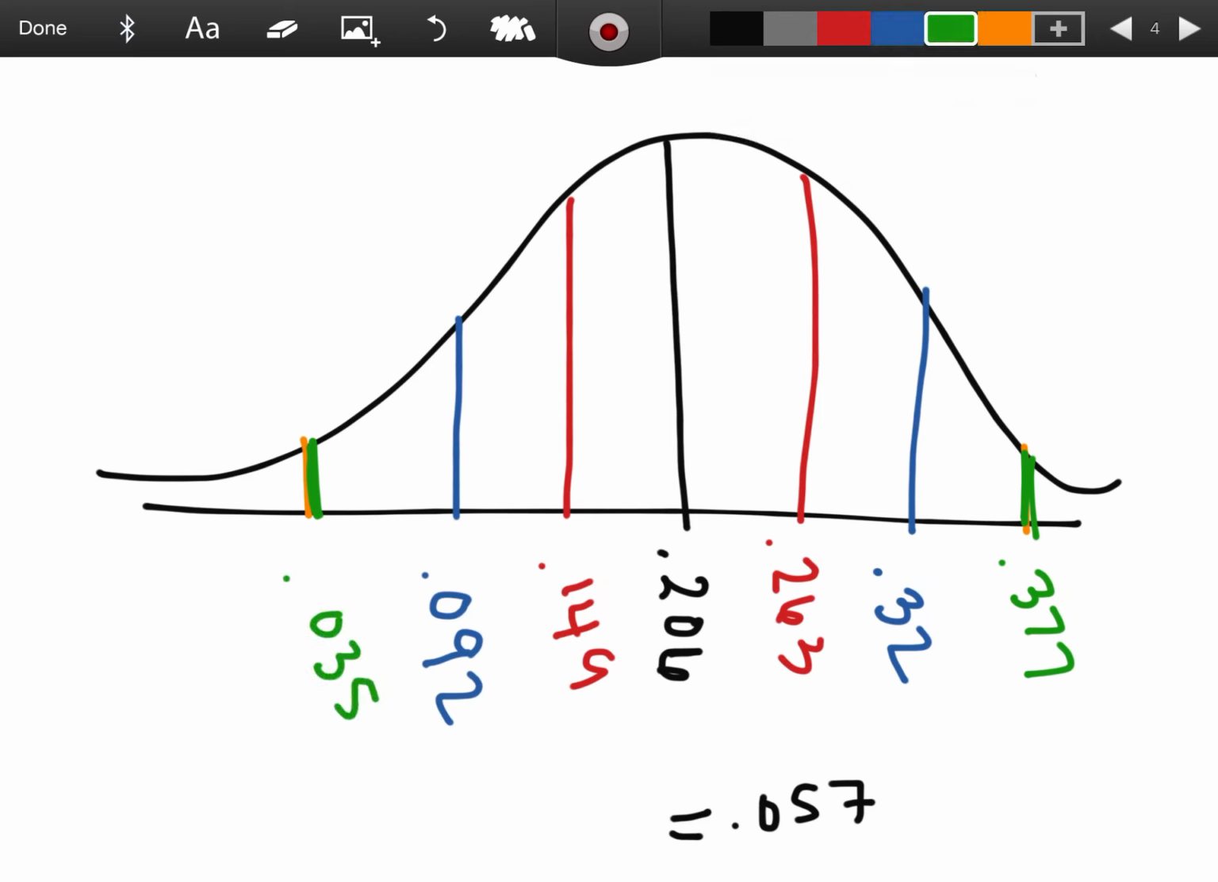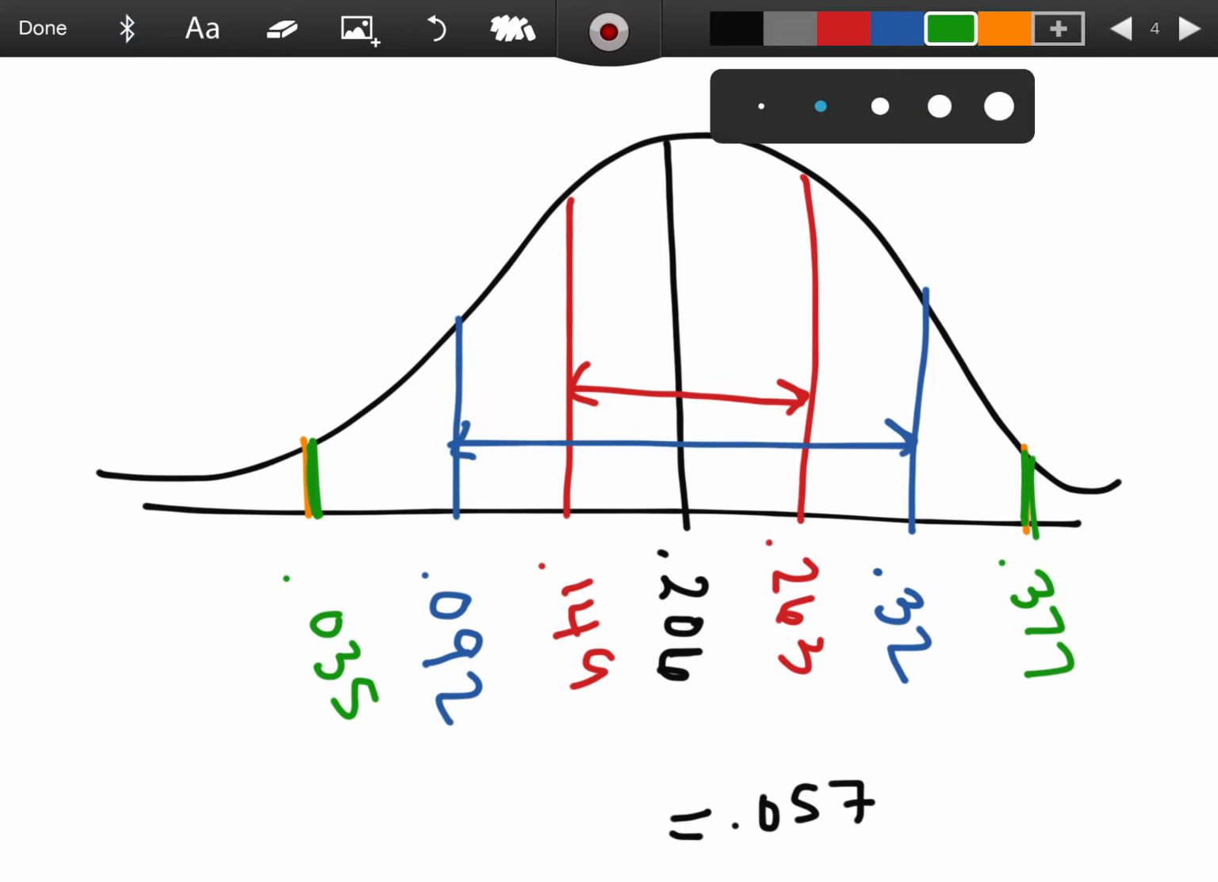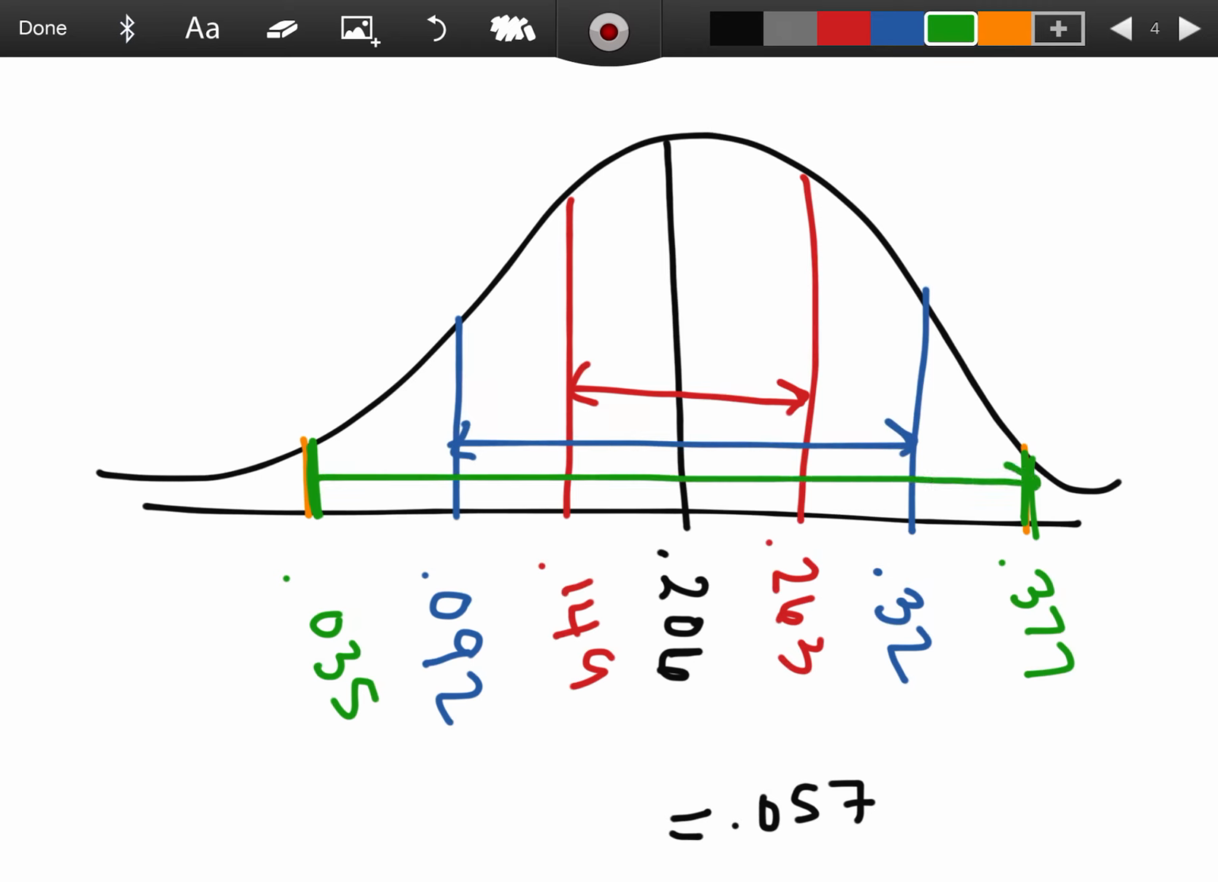So I come up with my 3 ranges again. I have 68% of my data falls within these 2 numbers. I have 95% of my data falls in this range, which was from 9.2% of the group to 32% of the group. And then 3 standard deviations, it would be very rare to fall outside of 3.5% of my group of 50 or 37.7% of my group of 50. So 68% would be in your red, 95% of my data would fall within the blue values, and 99.7% would fall within the green values.